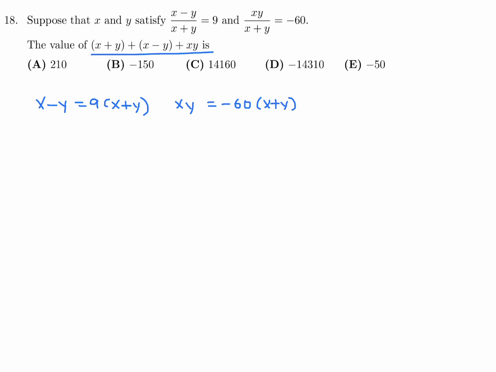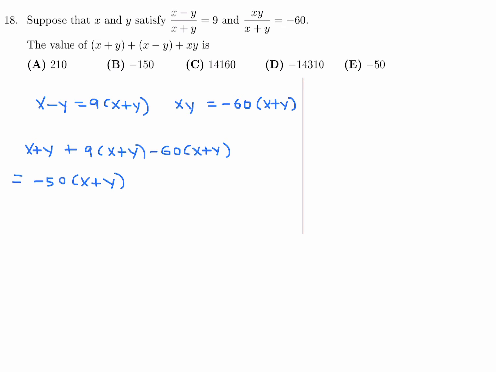So we can substitute that in. X plus y plus x minus y, which is 9 times x plus y, plus xy, which is equal to minus 60 times x plus y. And this is basically equal to minus 50 times x plus y. All right, well, we don't know what x plus y is equal to, so we've got to come up with another way of manipulating the algebra.